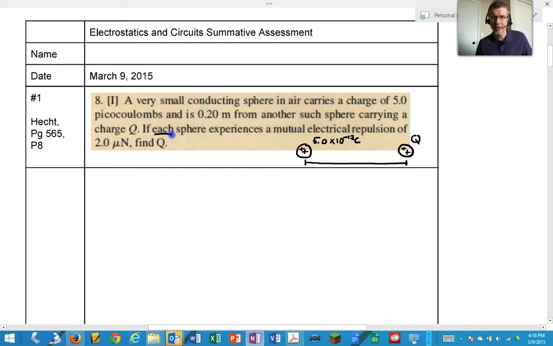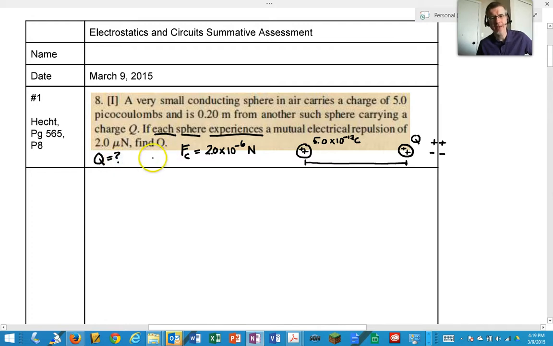If each sphere experiences a mutual electric repulsion, so I chose positive, positive, because like charges repel. I could have chosen negative, negative. That's fine too. But the force of their repulsion, F of C, is 2.0 micronewtons. Micro is 10 to the minus 6, so 2.0 times 10 to the minus 6 newtons. And the question is find Q. So Q equals what?